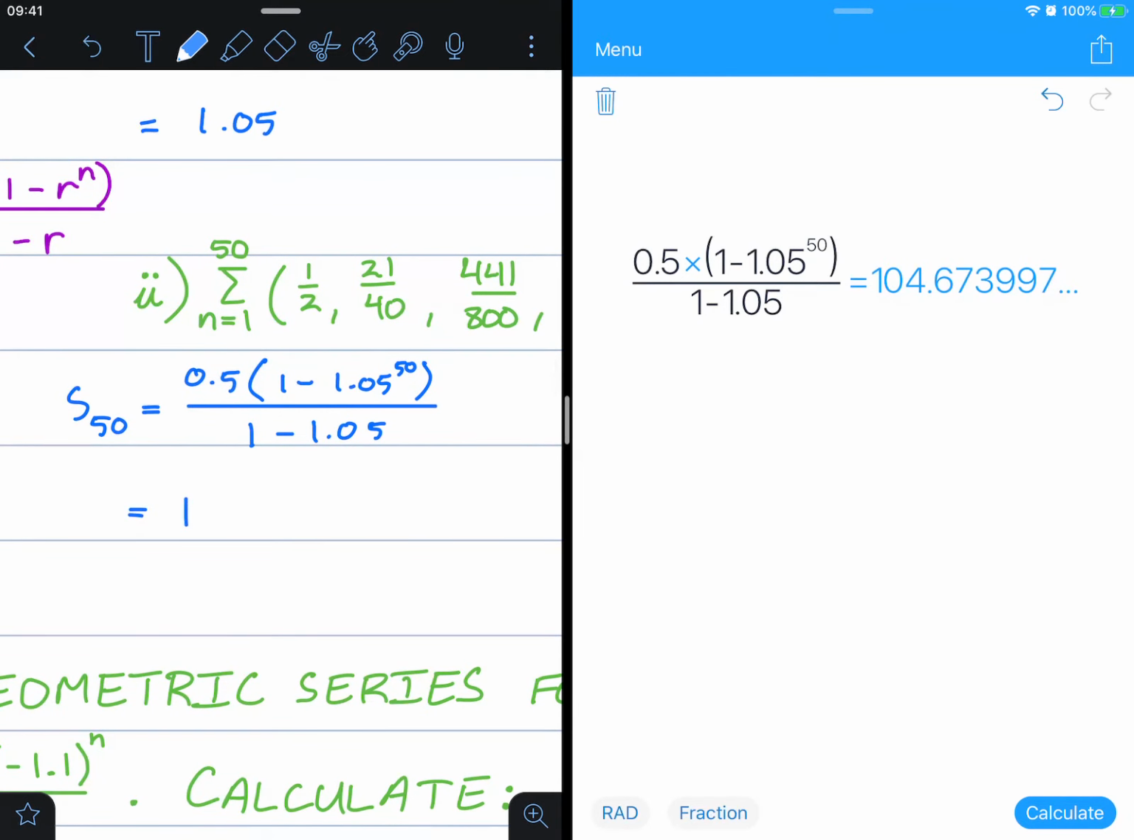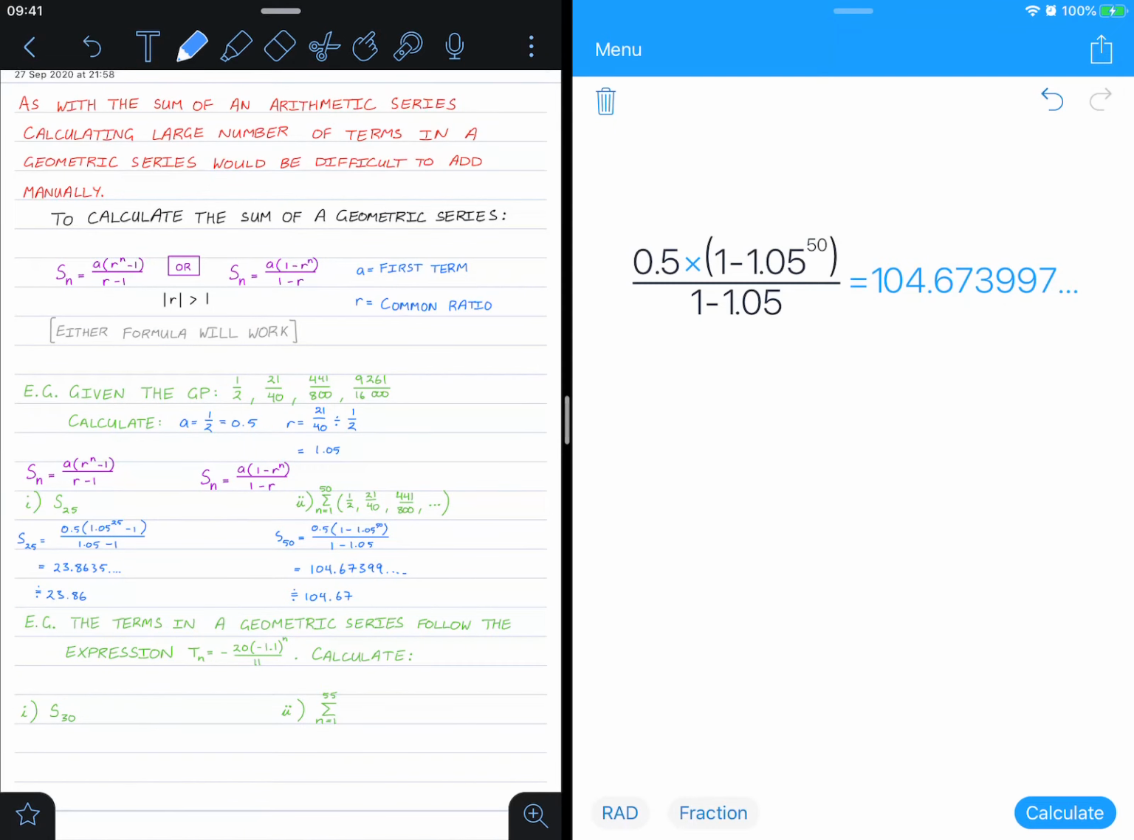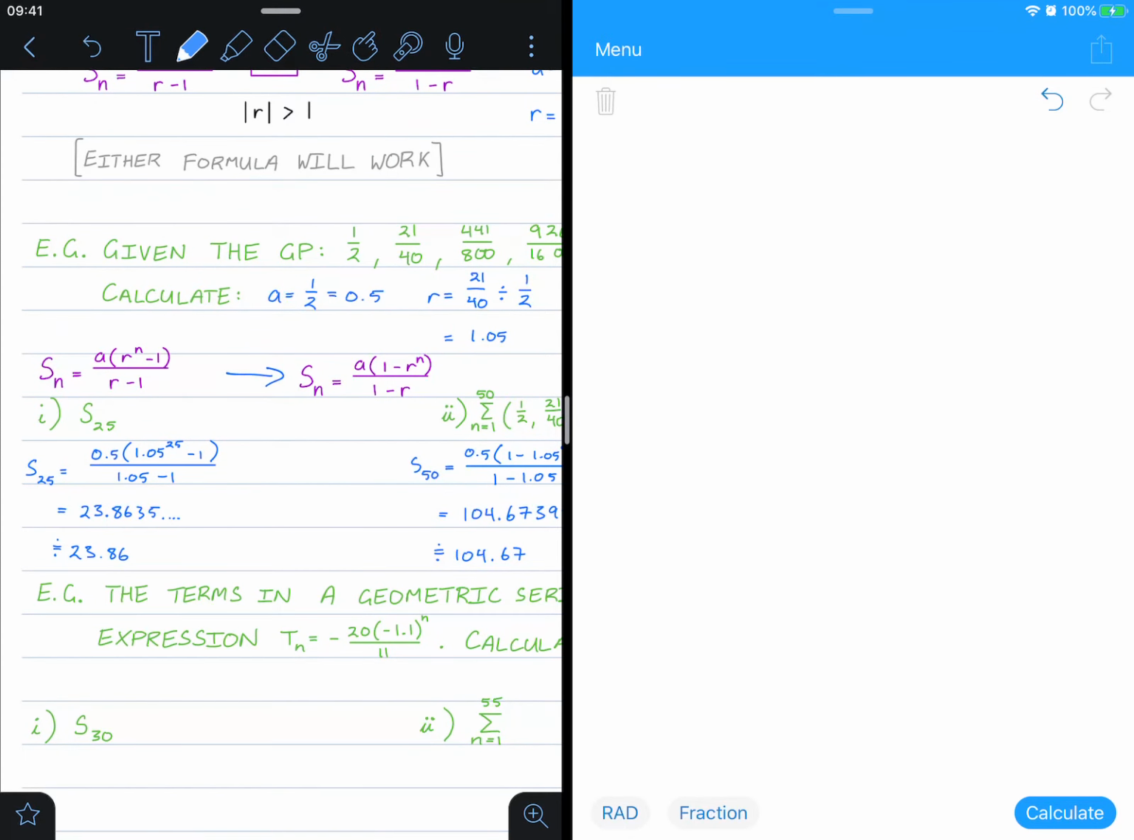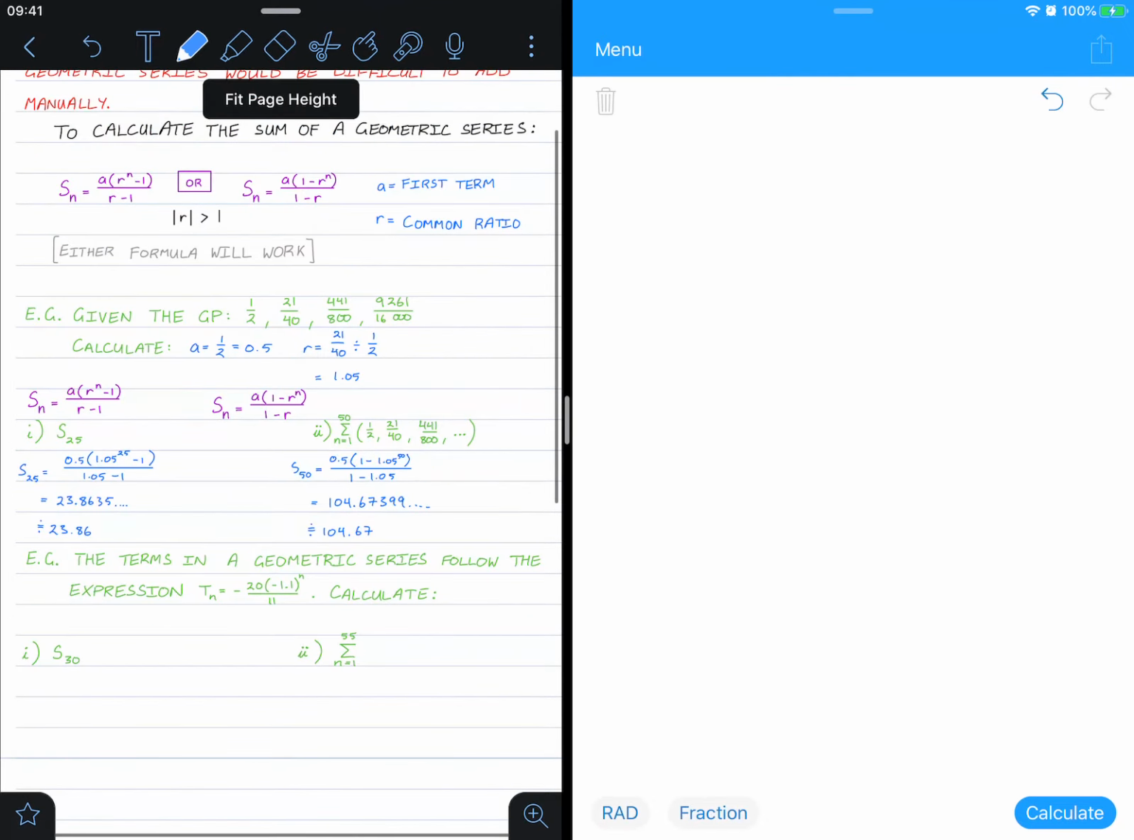This gives us, again, if you can make this into a fraction, 104.67399, etc. We'll just round this off to 104.67. And there we have it. You could test and just switch these two formulas around for either, and you should get the exact same result.